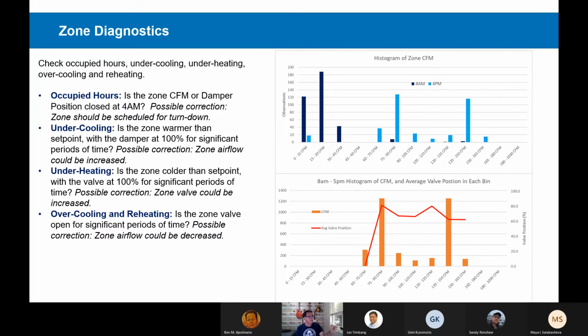I call that the 4 a.m. versus the 4 p.m. test. What are the zones doing at 4 a.m. versus what are they doing at 4 p.m.? Most of our zones don't need cooling or heating at 4 a.m. and so you should see a significant difference between what's happening there.